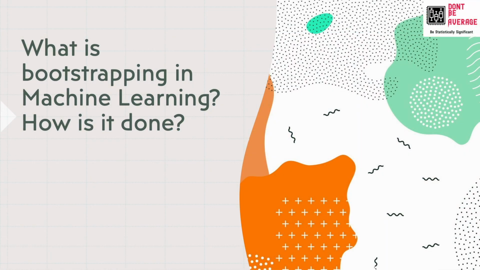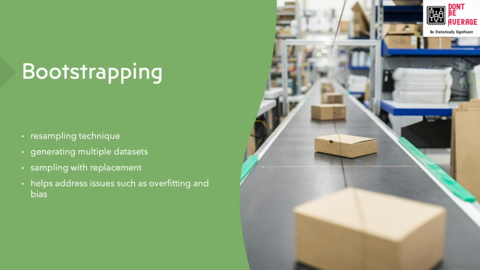Hi everyone. Let's see what is bootstrapping in machine learning and how is it done. In machine learning, bootstrapping refers to a resampling technique. This involves generating multiple datasets by sampling with replacement from an original dataset. It is commonly used for estimating statistical quantities, assessing model performance, and building ensemble models.